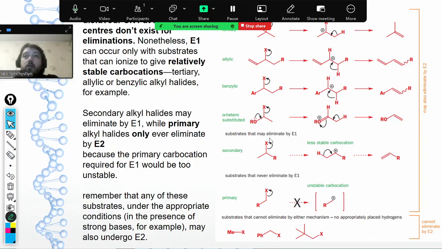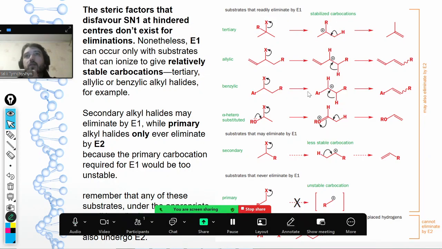This is an example of a secondary structure, and here they can eliminate by E1, but once again it's a less stable carbocation because you get a secondary structure here, so there's not much opportunity to delocalize the positive charge. What else? Well, I think I said a little bit wrong. Here we had a tertiary structure, but these are allylic structures, and benzylic structures.